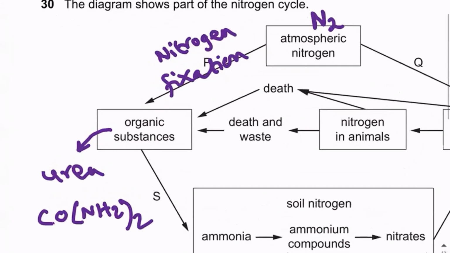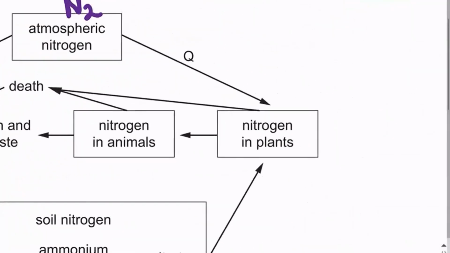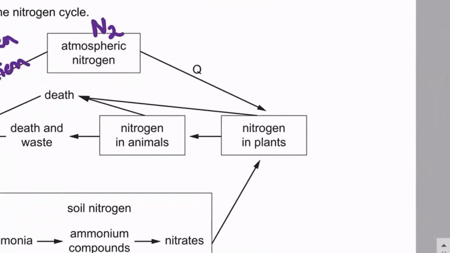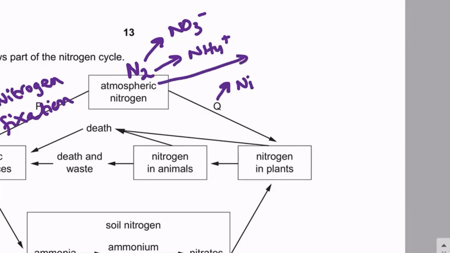Organic substances could be proteins as well, right? Proteins are also organic. Now, atmospheric nitrogen to nitrogen in plants. So remember that nitrogen in plants is again what? Proteins. So again, this is nitrogen fixation. Whenever you convert nitrogen into any compound, for example, when you convert it into nitrate, ammonium, or urea or any other compound like proteins, that is nitrogen fixation.